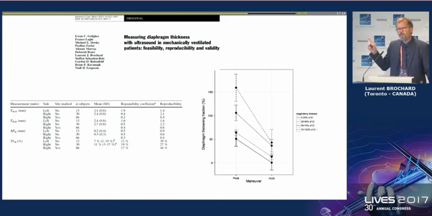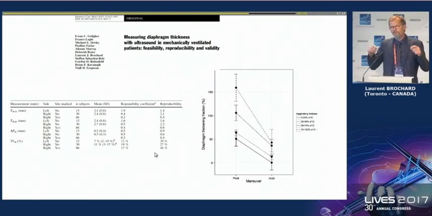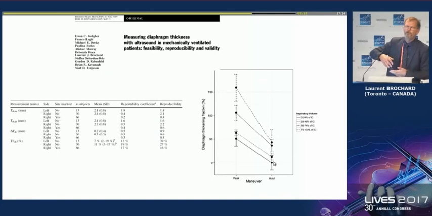Another question which was addressed here is when you change lung volume, does it change the thickness? And to make a long story short, it was shown that when the change in lung volume is not huge, it doesn't change really the thickness.